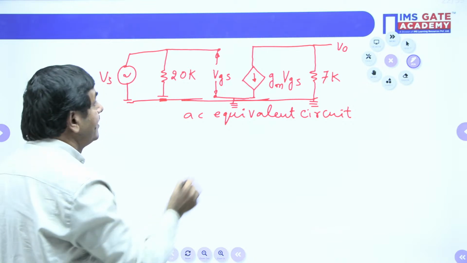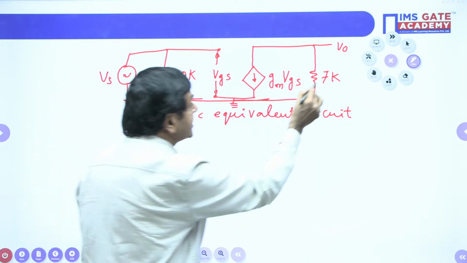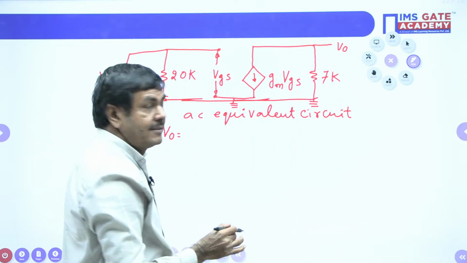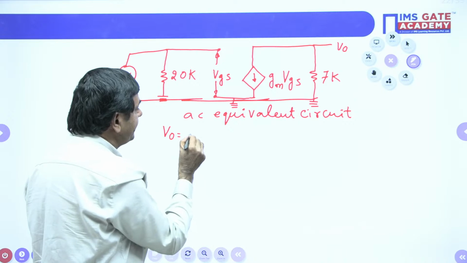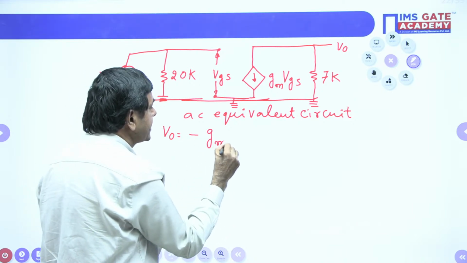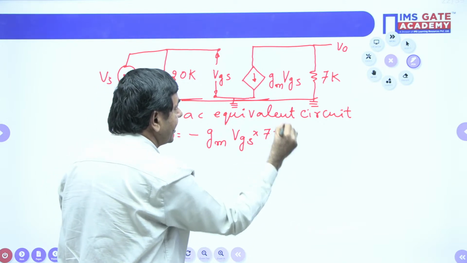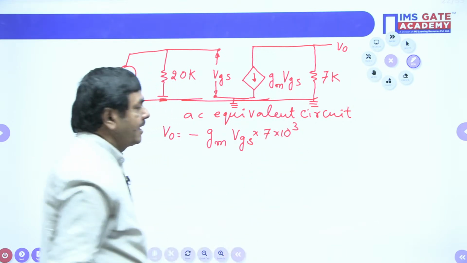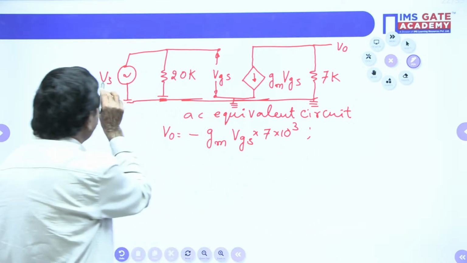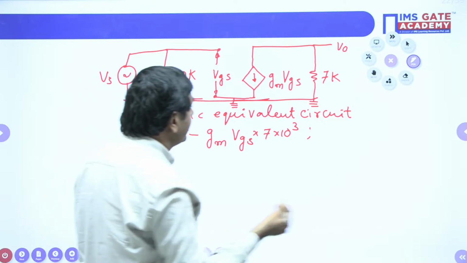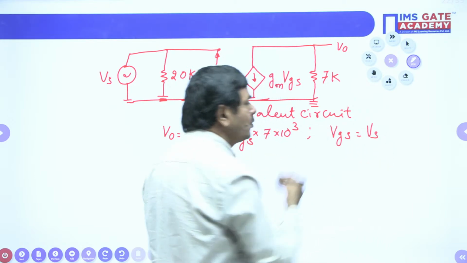How can we find it? I want to find V0 at first. The voltage across 7K is nothing but V0 itself. The resistance has to receive the current, but the current direction is given in reverse. Reverse means you must take the sign as minus. Minus gm into VGS into 7K, current into resistance. But what is VGS here? That is very important. The VGS and Vs are in parallel. That is why VGS equal to Vs I can put directly. Those two voltages are the same.